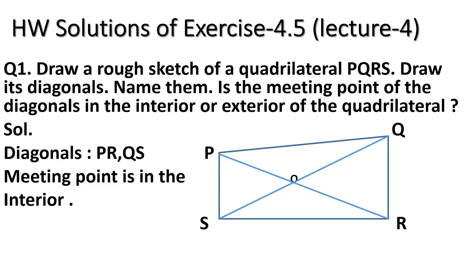I have drawn PQRS, one quadrilateral. Give names in a cyclic manner. Draw its diagonals. A line joining the opposite vertices. Name the diagonals, that is PR and QS. Is the meeting point of the diagonals in the interior or in the exterior? Means where these two diagonals bisect each other. That point I have named O. So this point is in the interior of the quadrilateral.